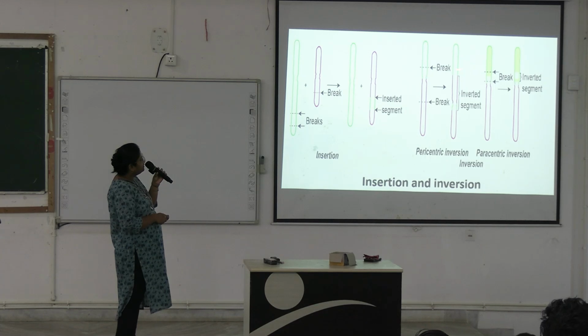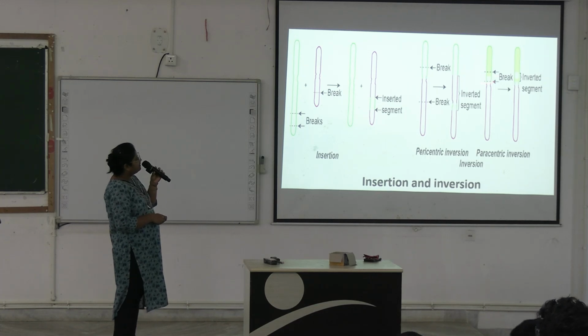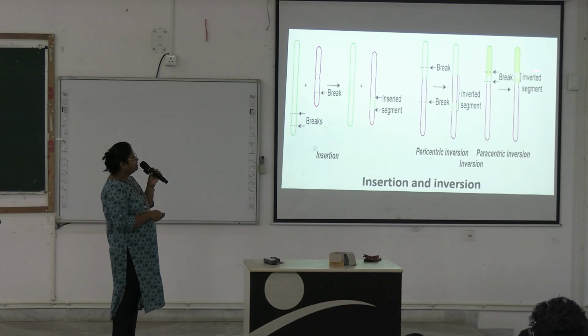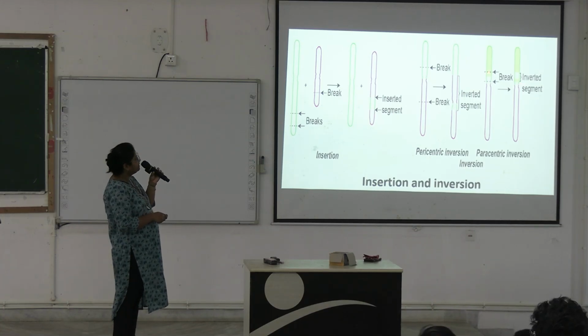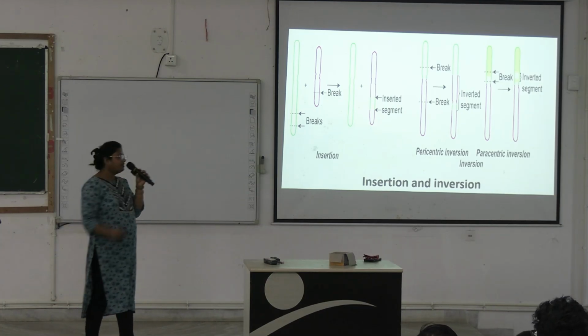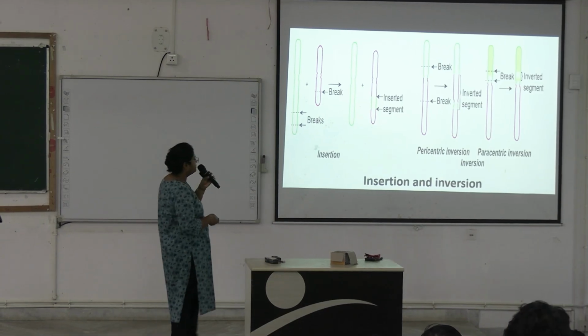Okay, here are the two break points, and they are lying on the same side. This is the location of the centromere. So they are lying on the same side of the centromere. They get inverted and rejoin with the chromosome. You can see the white and yellow portions are opposite for these two. So that is known as paracentric inversion. So these are the two types of inversion.